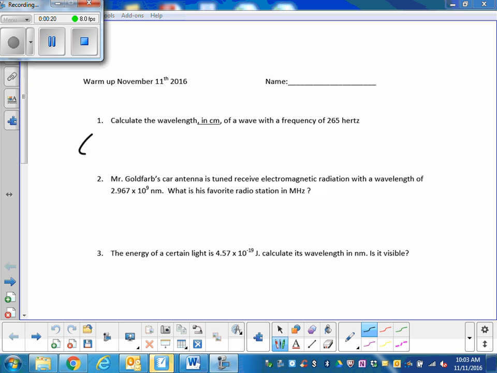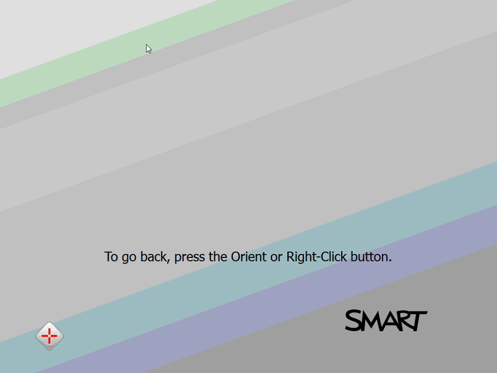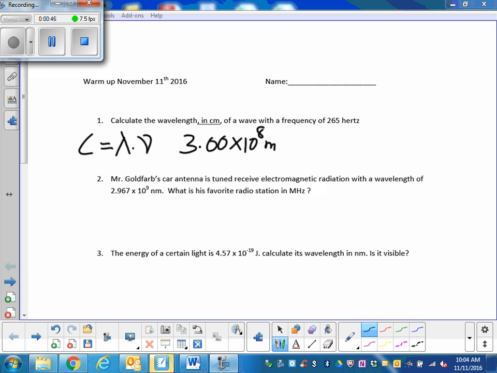C equals, okay, it's not aligned. So let me align it. Very good. C equals lambda nu. C is the speed of light, which is 10 to the 8 meters per second. You're trying to calculate the wavelength, and your frequency is 265 hertz.